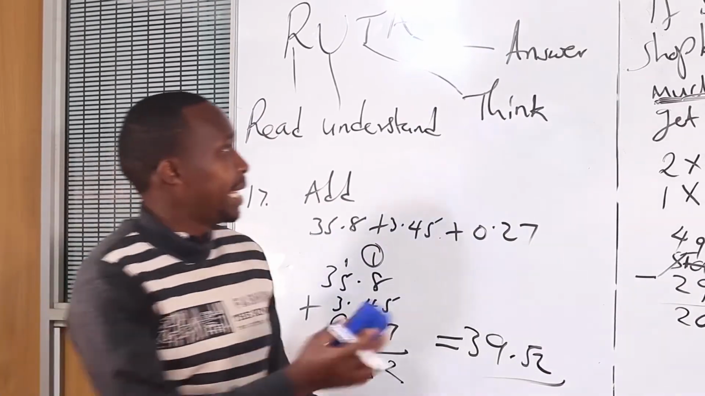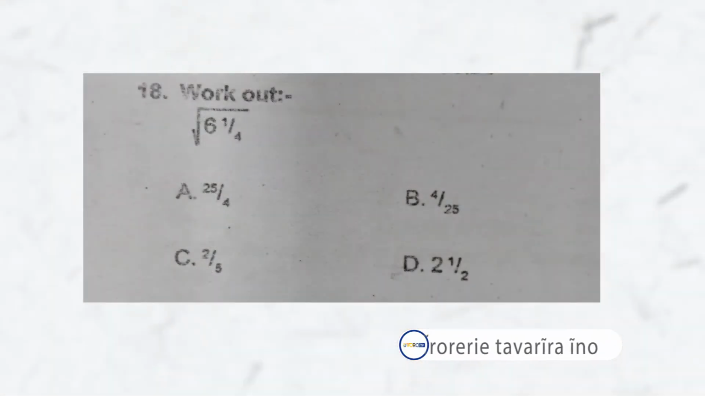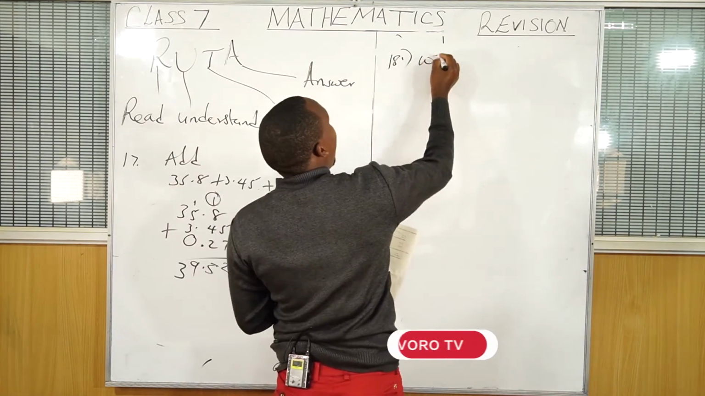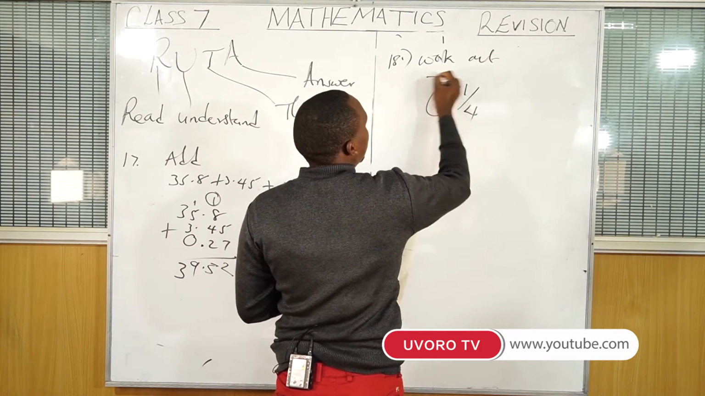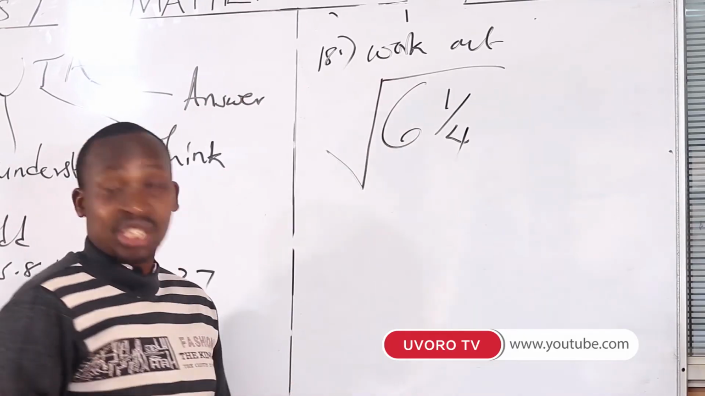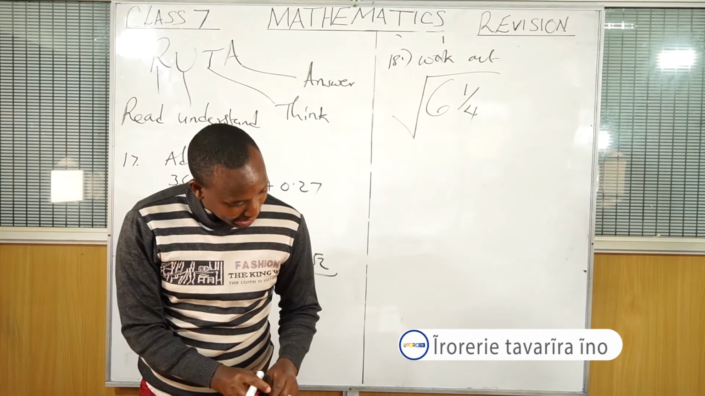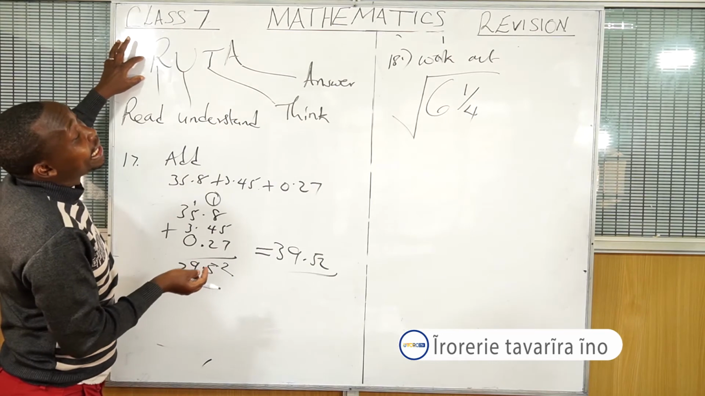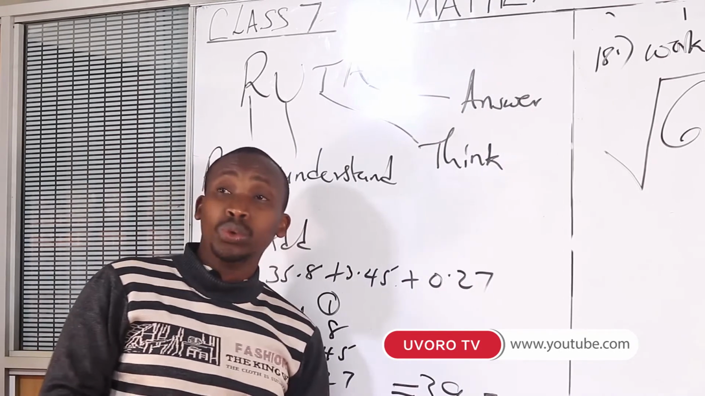We go to question number 18. Work out the square root of 6 1/4. The square root of a fraction. Class 7, we already said this, that when you are doing this, you must first use our formula. Reading, work out the square root, understanding what you are supposed to do.